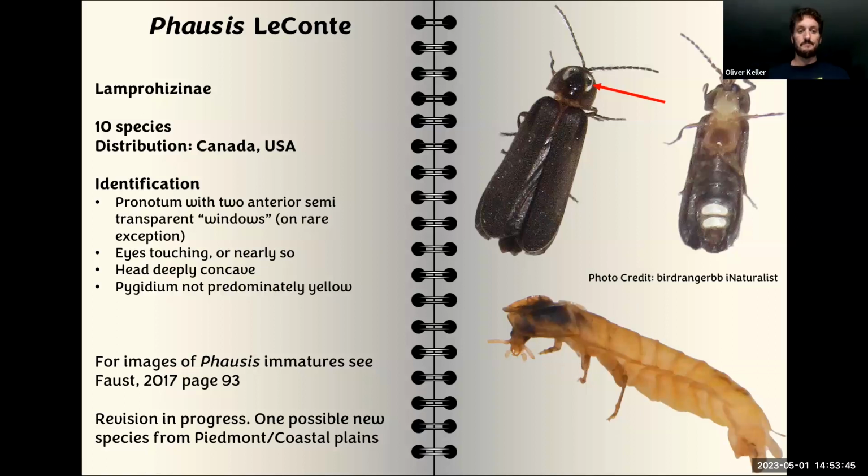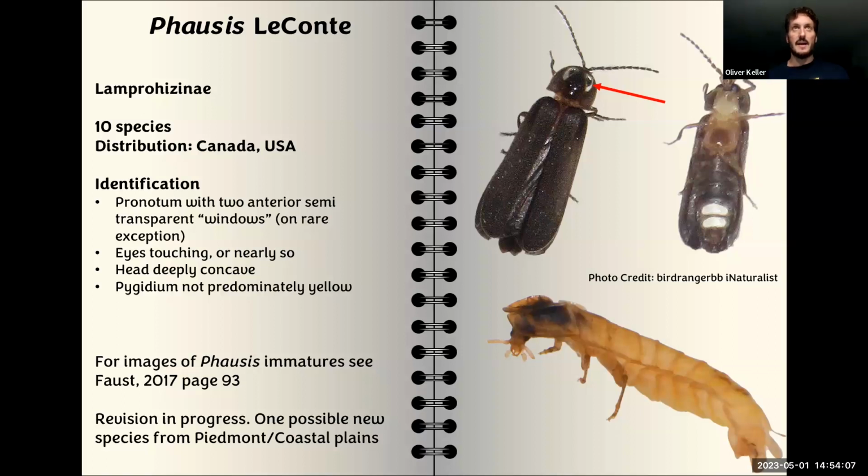a lot of species. And if you want to see the immatures, which are also not described, but plenty of pictures, please see Lynn Faust's book on page 93. Very good pictures of them. There are a lot of species, I think 10 or so currently. There's a revision in progress.